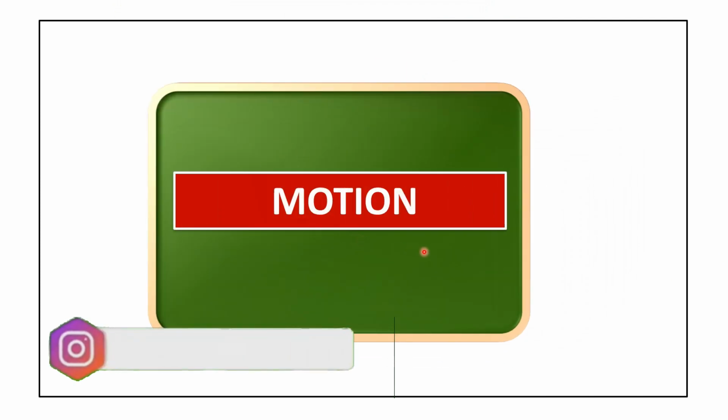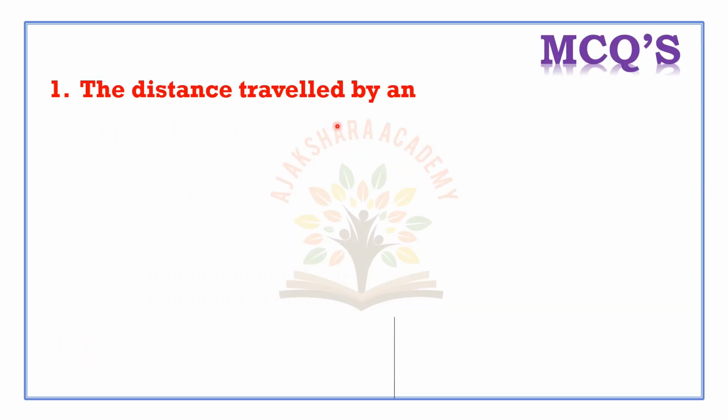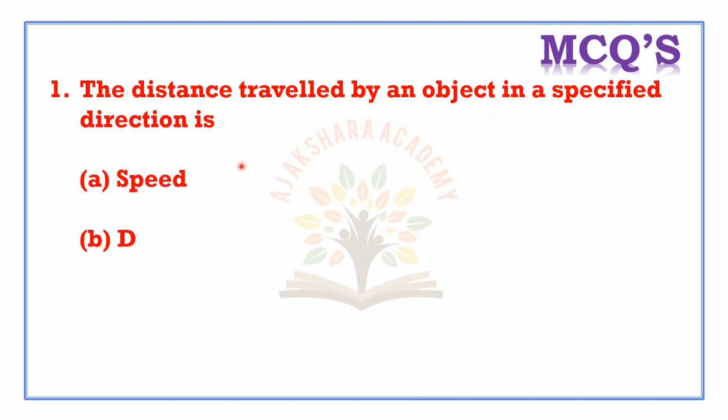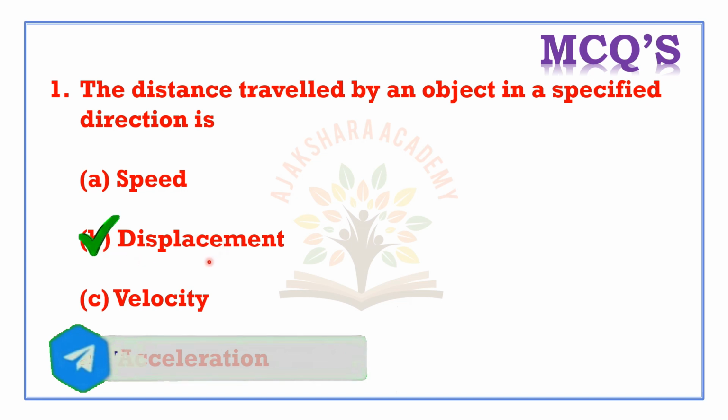First one. Now I'll discuss the first chapter, motion, multiple choice questions and answers. The distance travelled by an object in a specified direction is: speed, displacement, velocity, acceleration. Here, the distance travelled by an object in a specified direction is displacement. So the second option is correct.